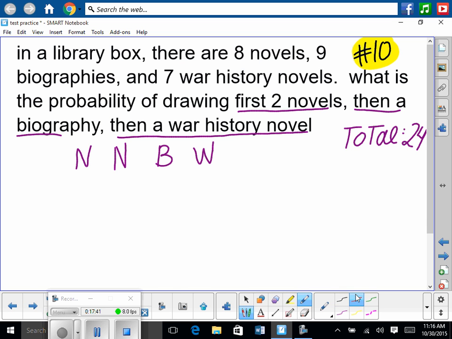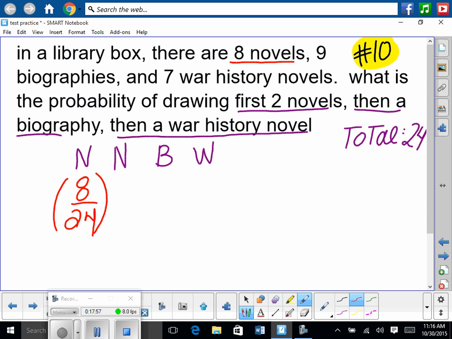Well, these are dependent events since we're not putting them back. So we just go through them individually, being really careful. All right, so what's the probability of drawing a novel on the first draw? Well, there's 8 novels, so there's an 8 out of 24 books. 8 out of 24 books that will choose a novel.